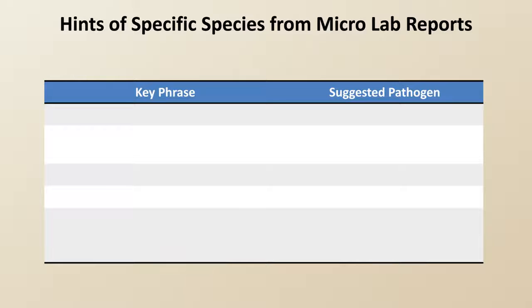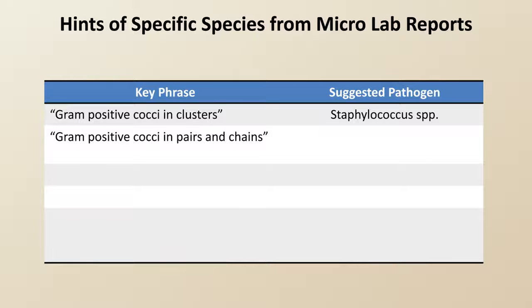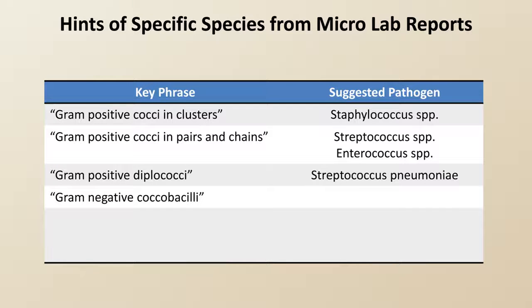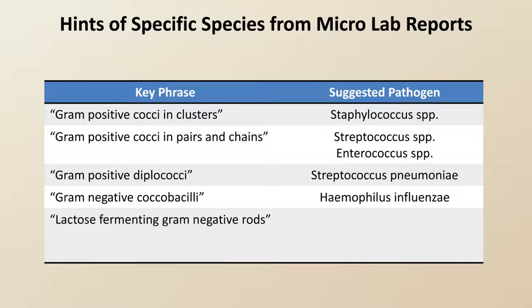If in a prelim report, which is essentially a statement the microlab will put out before a bacteria has been fully identified, the lab reports a culture is growing gram-positive cocci in clusters, it suggests staph. If it says gram-positive cocci in pairs and chains, it suggests strep or enterococcus. Gram-positive diplococci suggests strep pneumo. Gram-negative coccobacilli usually turn out to be H. flu. And lactose-fermenting gram-negative rods is a code phrase for E. coli, Klebsiella, or Enterobacter.